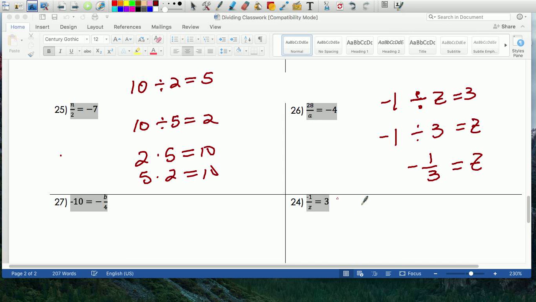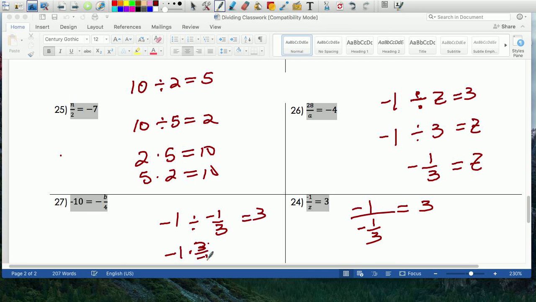So if I substitute here, negative 1 divided by a fraction, so this becomes a complex fraction, equals 3. Let's see if that works out. Negative 1 divided by negative 1/3. Let's see if that equals 3. Let me just make that negative 1 a little shorter. Right? So negative 1 multiplied by the inverse here is still negative.